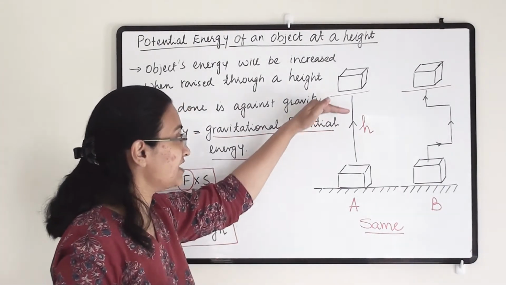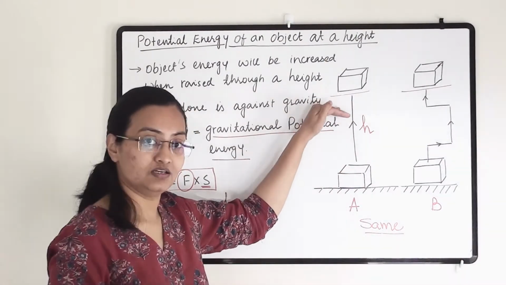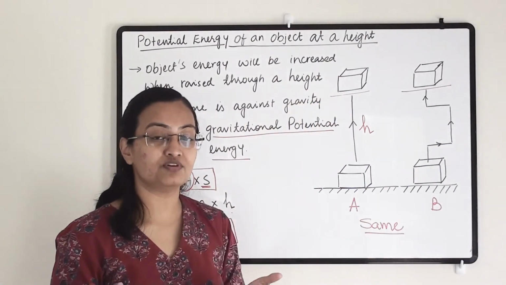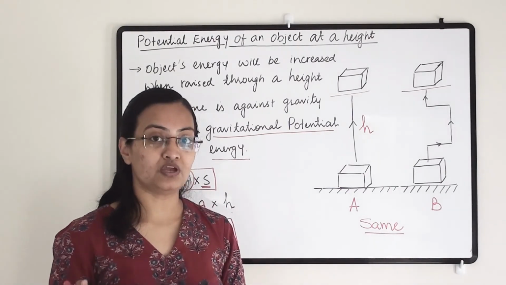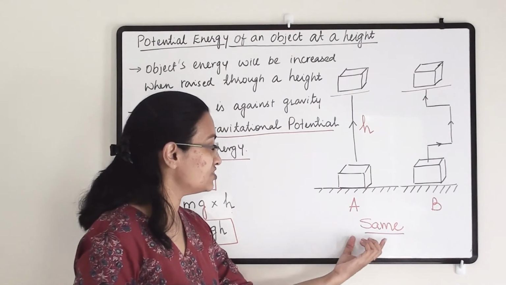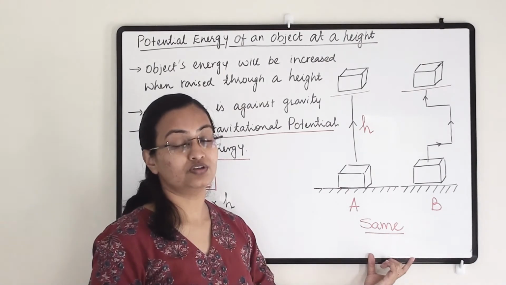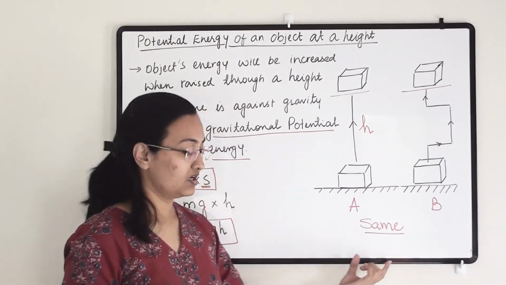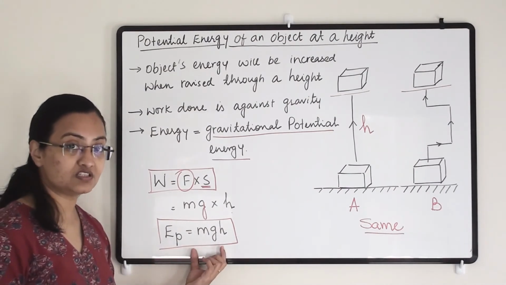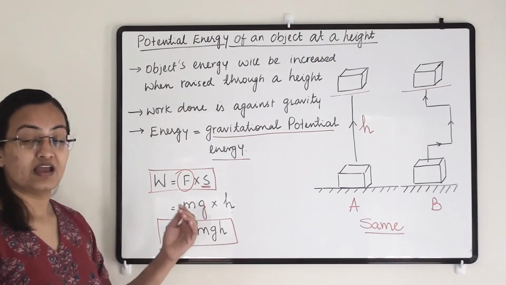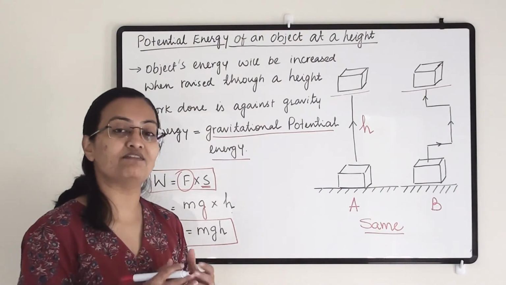Level means at which height you have taken the object. One height represents one level, another height represents another level. If the levels are different, then the energy will be different. The measure or the magnitude of the energy will be different. So potential energy does not depend upon the path, it depends upon the level or the height at which you have raised the object. The energy equation for potential energy is mgh, where mg represents the force and height represents at what height or at what level you have raised the object against the gravitational force.